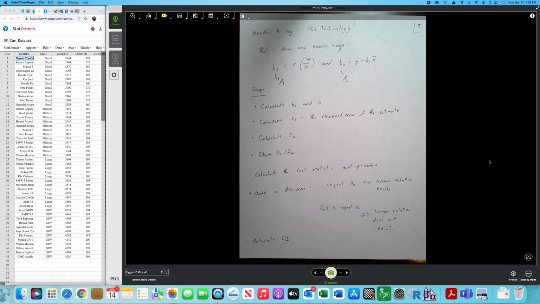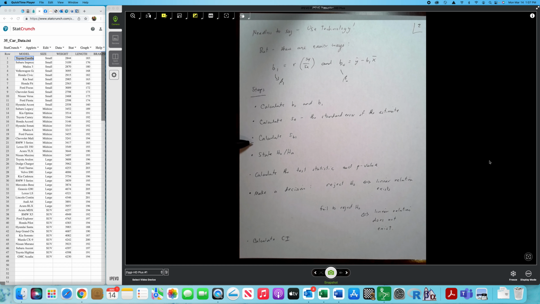Now, the steps that we'll follow: I want to keep the extreme calculations out of the instructional unit for this lesson, but I do want to go through and demonstrate the steps. The first thing we'd want to do is calculate B0 and B1. I'm just going to use technology. I may show you how this all works out. We need to calculate what's called SE, the standard error of the estimate. I'll show you how to find that using StatCrunch.